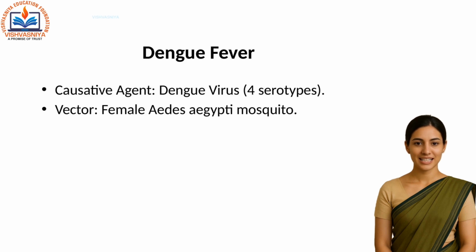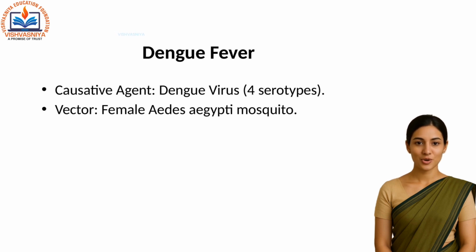Dengue fever. Let's start with dengue fever, also called break bone fever because of the severe joint and muscle pain it causes. The disease is caused by the dengue virus, which has four types or serotypes. Infection with one type gives lifelong immunity to that type but only short protection against others. A second infection with a different type can become very serious. The vector or carrier is the female Aedes aegypti mosquito.